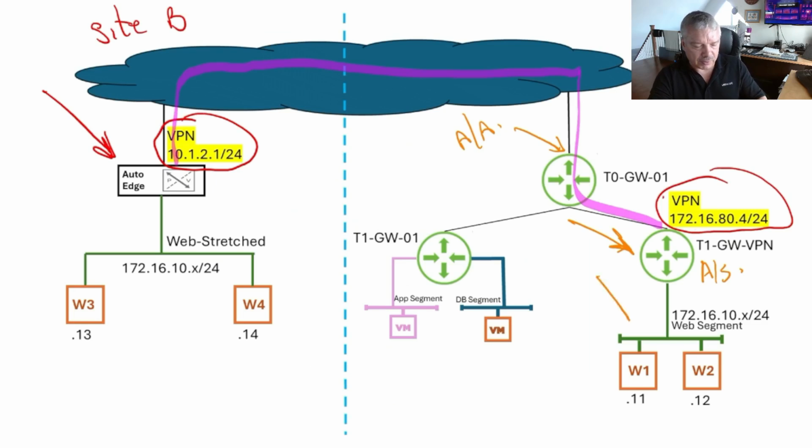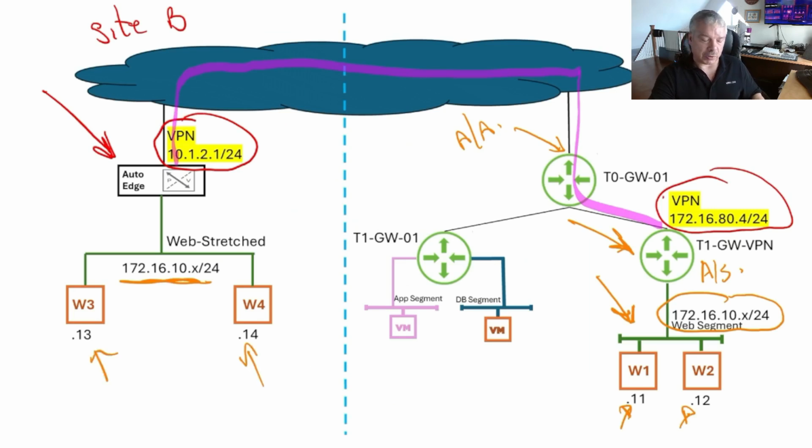And I put a web segment back here on the 172.16.10 network. Web 1 is .11 and web 2 is .12. On site B, I stretched that web segment, 172.16.10, with .13 and .14. So this web segment is stretched across.